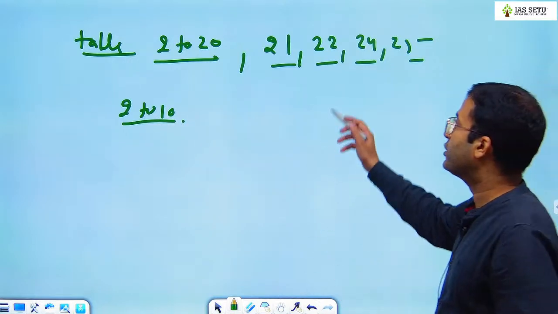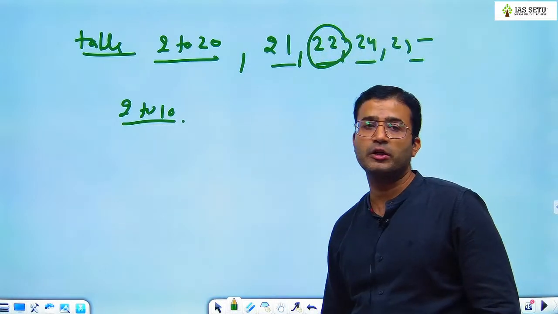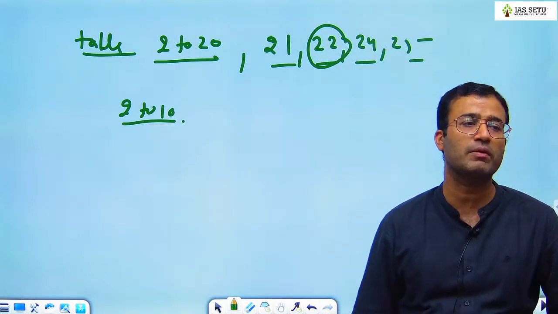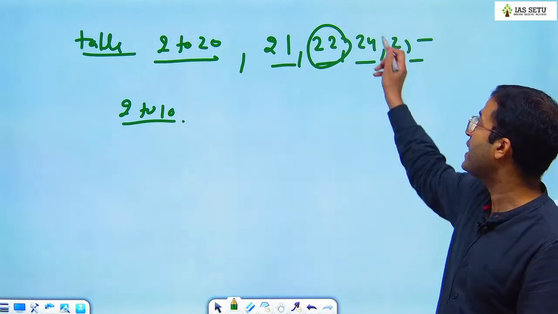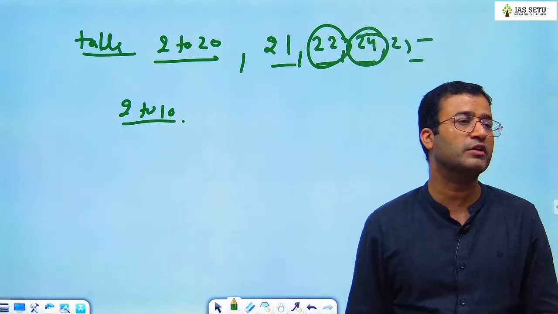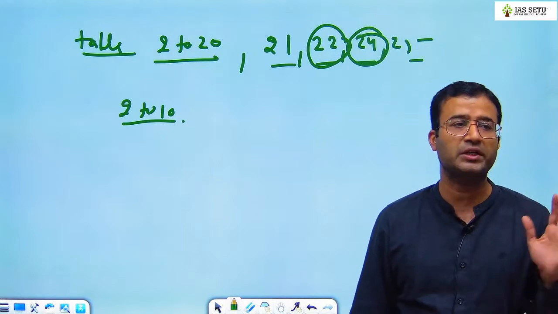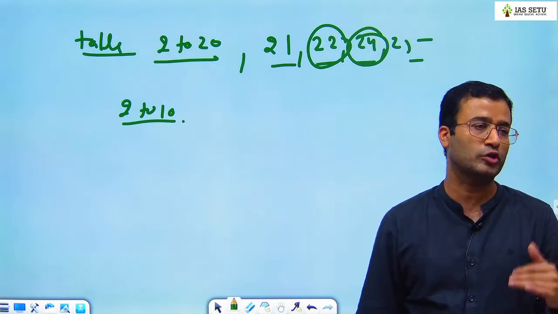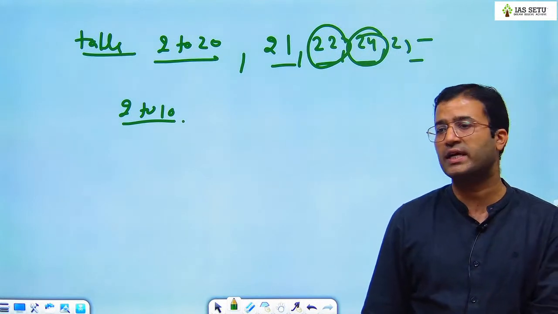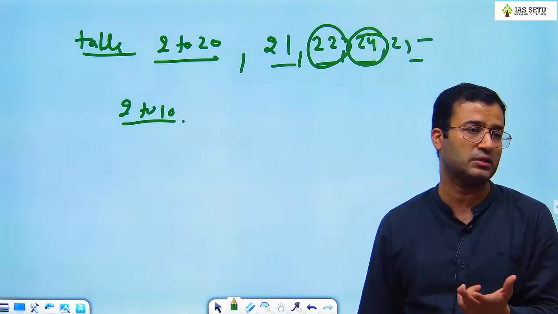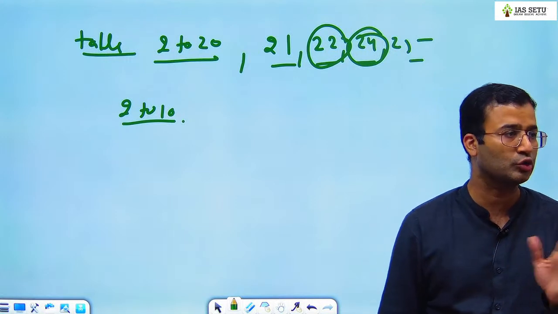Why 22? Because in geometry mensuration we take value of pi as 22 by 7. So multiples of 22 are used a lot of times. Why table of 24? In a day we have 24 hours. So multiples of 24 will be useful and multiples of 25 are also useful. It will save you 2 seconds. Even 2 seconds saved is important. You should know these tables.